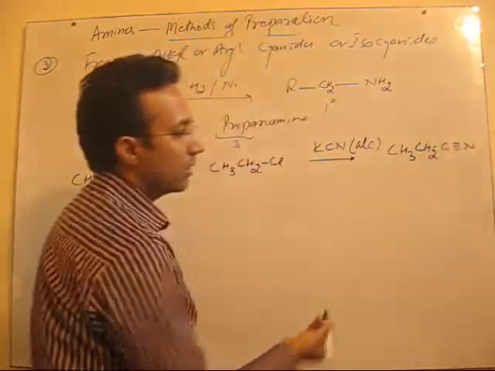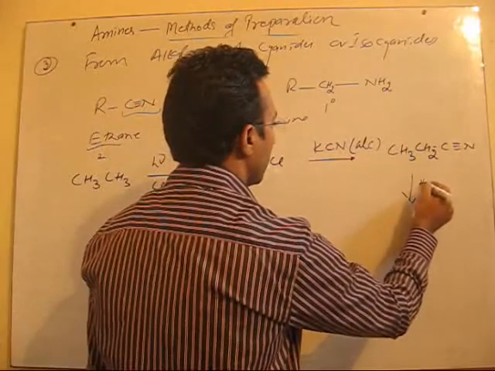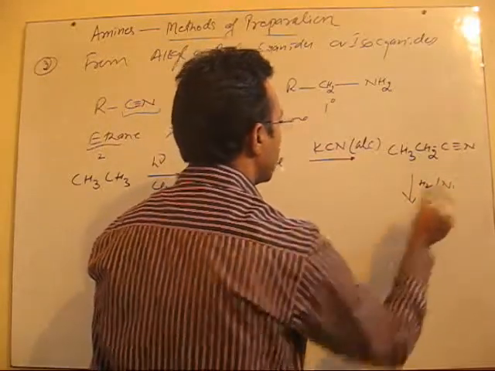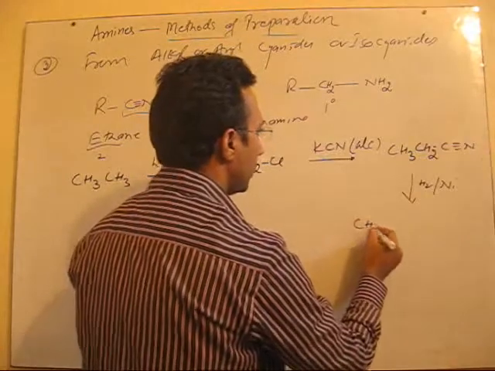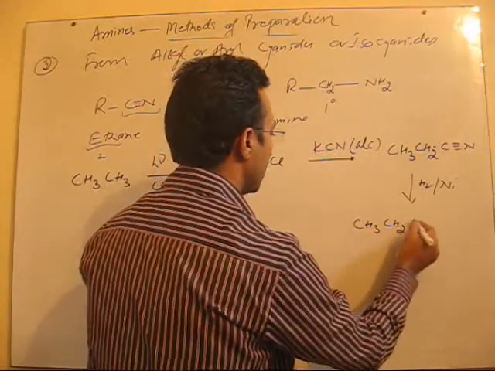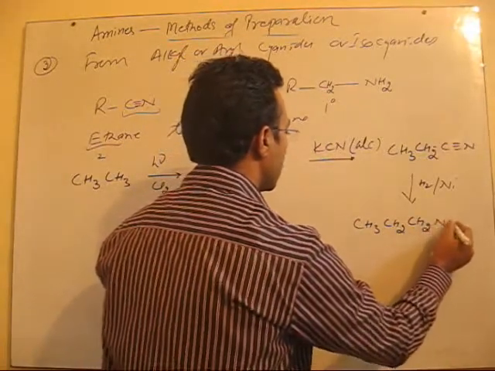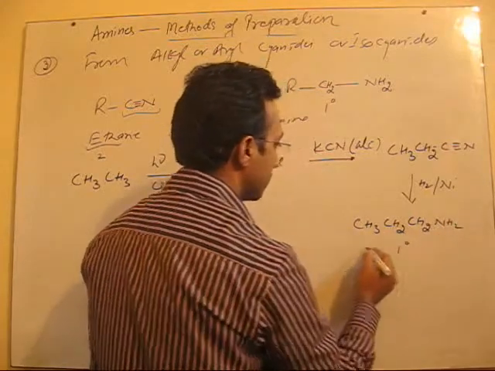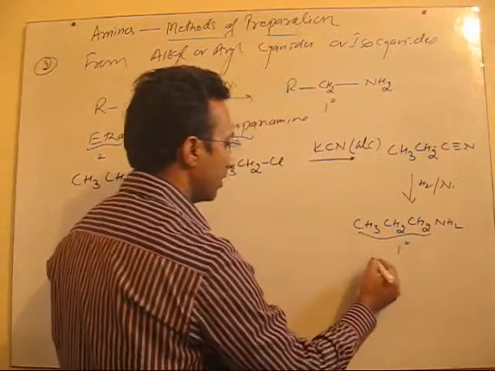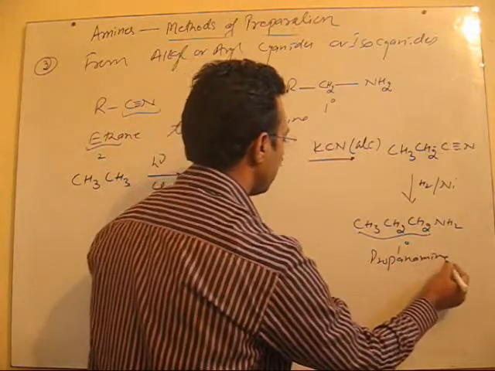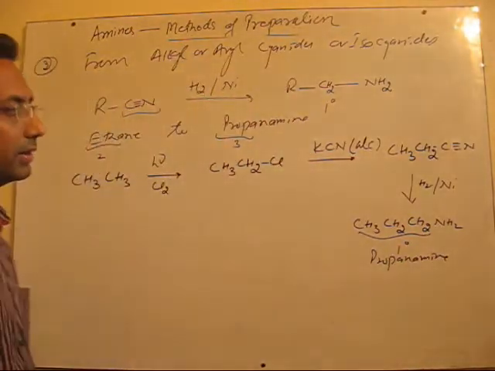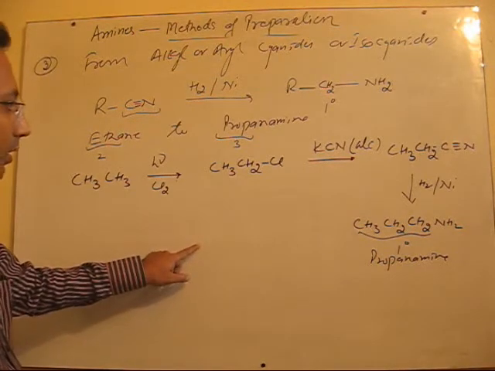Fine. So once you get the cyanide group, now you take up its reduction and you see the triple bond will change to single bond and hydrogen gets added. So you will get this compound. It's a primary amine and the chain is now increased by one carbon, so it is propanamine. Fine. So like that you can have conversions.